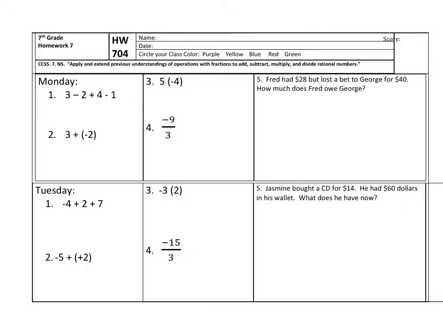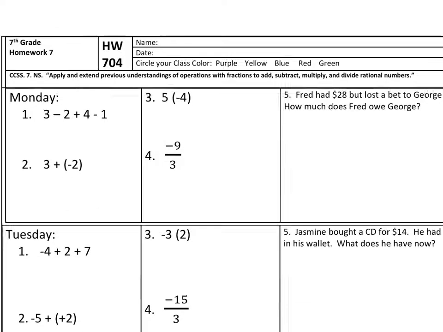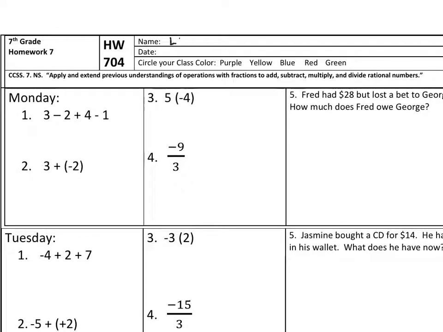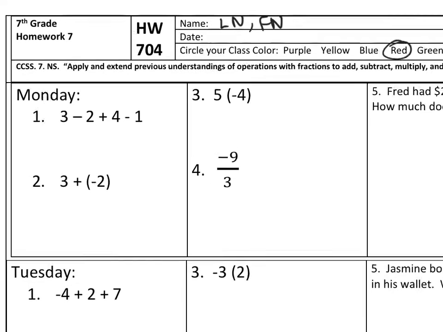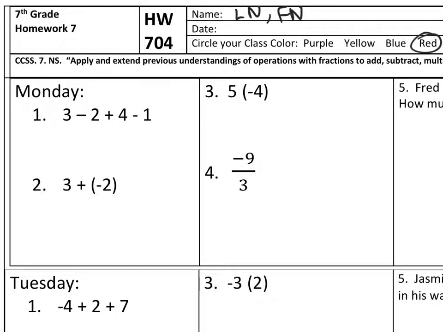Today we'll be watching a Quizette video on homework 704. Please make sure that you write your last name, comma, first name, and today's date, and circle the appropriate class color. It's kind of funny, I don't teach red tigers, but today I'm going to pretend that I'm a red tiger. Monday number 1, please don't do that. Please circle the right class color for your Quizette or your homework.